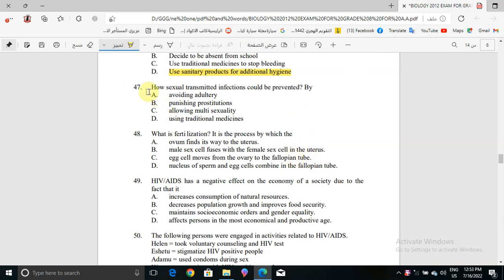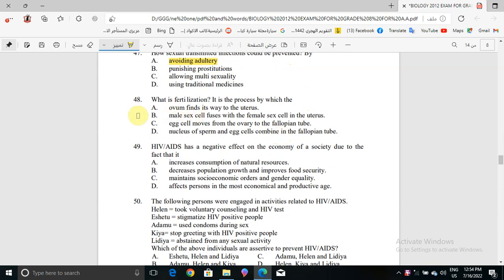Now, question number 47. How could sexually transmitted infections be prevented? Avoiding adultery, punishing prostitution, allowing multisexuality, or using traditional medicines. The correct answer will be avoiding adultery, because it says sexually transmitted infections could be prevented by avoiding adultery.